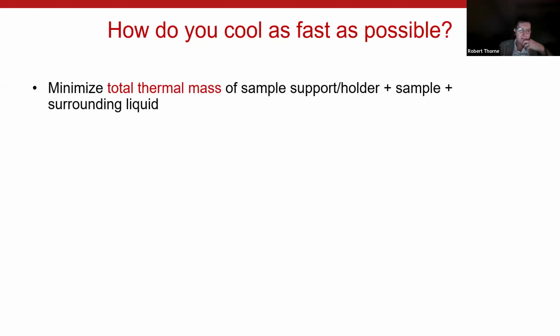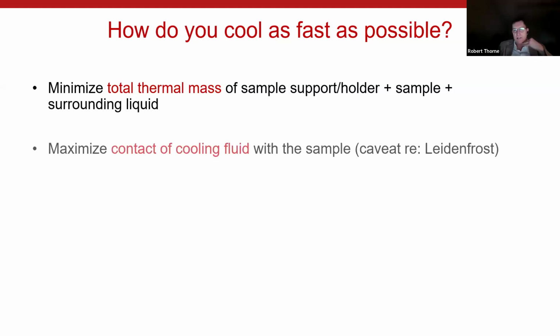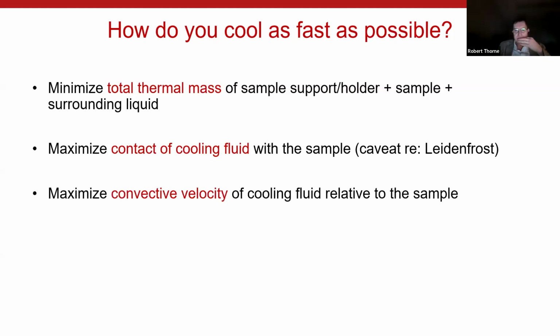Basic principles are obvious to engineers, at least. You minimize the total thermal mass of the sample and of whatever's holding it and of whatever liquids are around the sample. You want to maximize contact of the cooling fluid with the sample, although actually there are some complications because of Leidenfrost effects, which actually someone at Minnesota published in crystallography on that problem. And then you want to maximize the convective velocity of the cooling fluid relative to the sample while you're cooling.